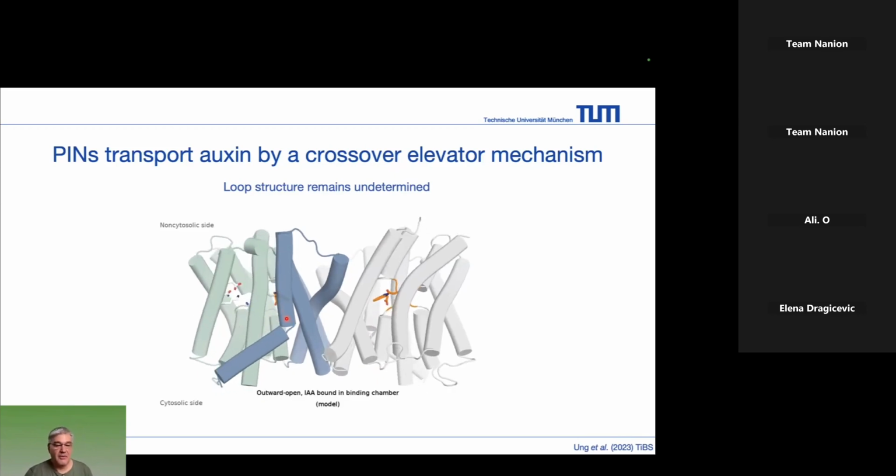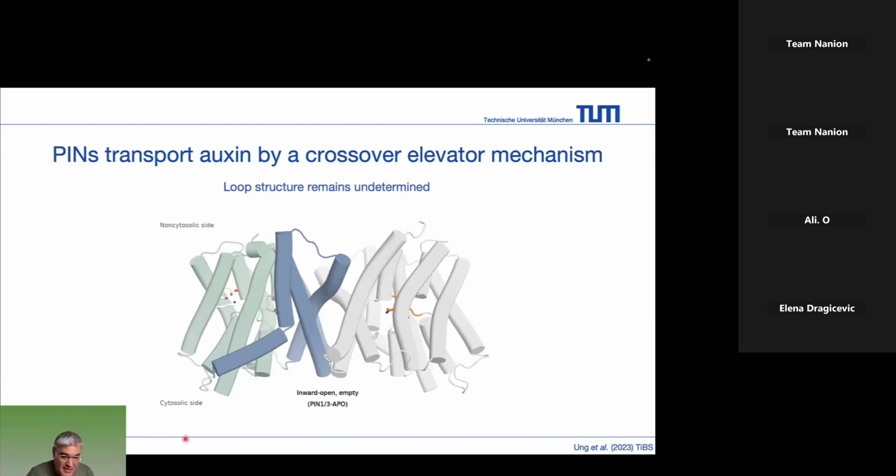And when it loops again, these residues here are the pseudo-symmetrical binding site, and this movement back is triggered here by the pseudo-symmetrical support site.